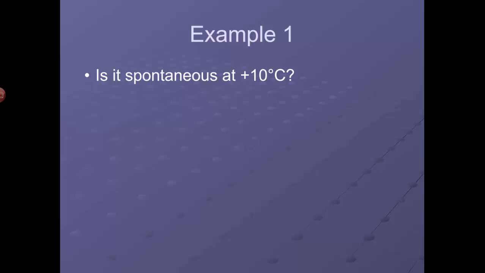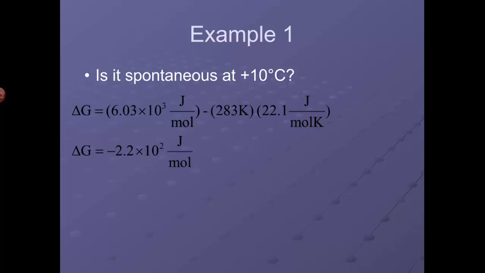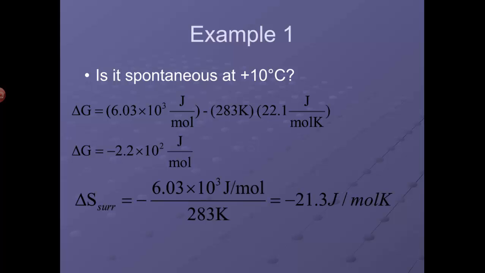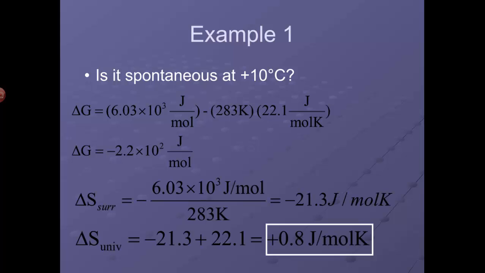Okay, does ice melt spontaneously at 10 degrees? Yes, it should. Not very quickly, but we don't care about kinetics here. What we care about is, is it spontaneous, right? So let's plug it in and see. If you do the calculation, you'll see that delta S of the universe is positive, delta G is negative, both indicators of spontaneity. So those are the two ways to tell if a process is going to be spontaneous.